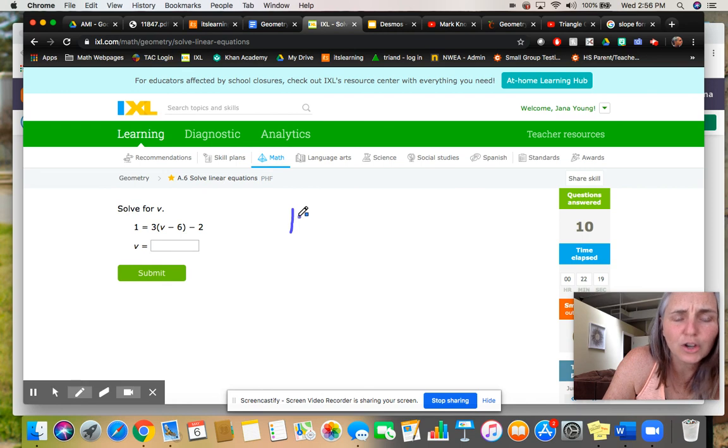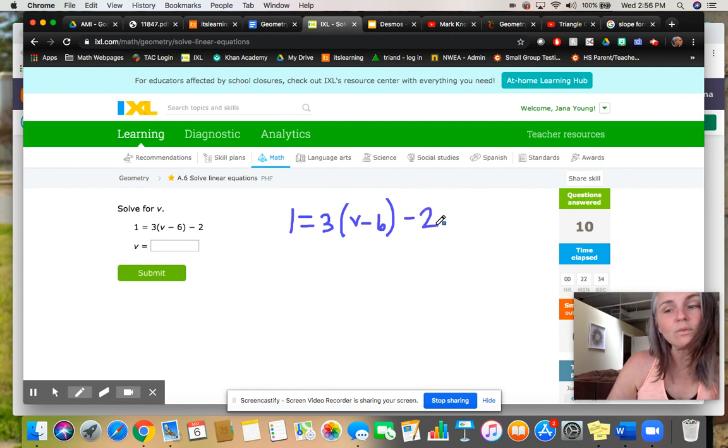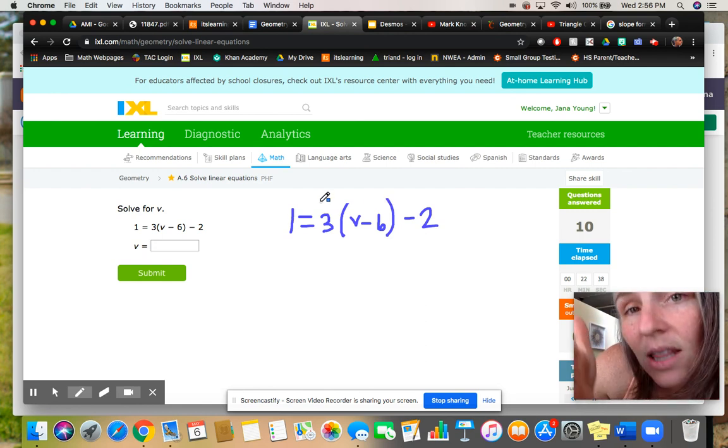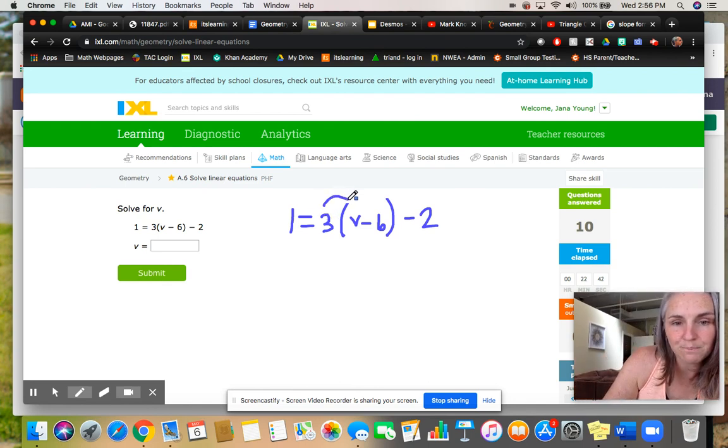We are going to have to distribute. You know how I know we have to distribute? Because there's a stinking parentheses in the middle of this problem: 1 equals 3 times (v minus 6) minus 2. First thing, if there's parentheses in this problem, distribute. So let's do that.